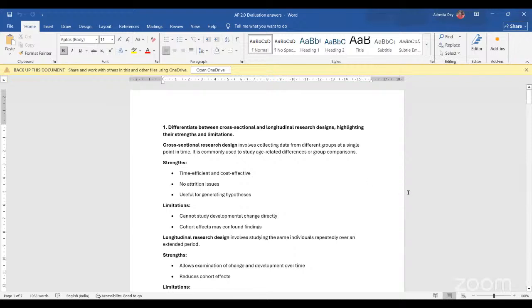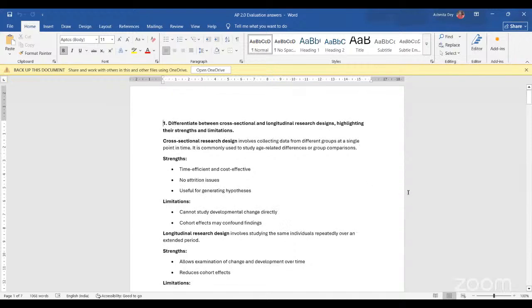Okay. Yes, ma'am. So for the short answer type questions, I have highlighted in bullet form what type of answers or phrases I am looking for in each of the answers. The first question was: differentiate between cross-sectional and longitudinal research designs, highlighting their strengths and limitations. What I have noticed in the paper was that while many people have differentiated between cross-sectional and longitudinal research design, they have not touched upon the strengths and limitations.